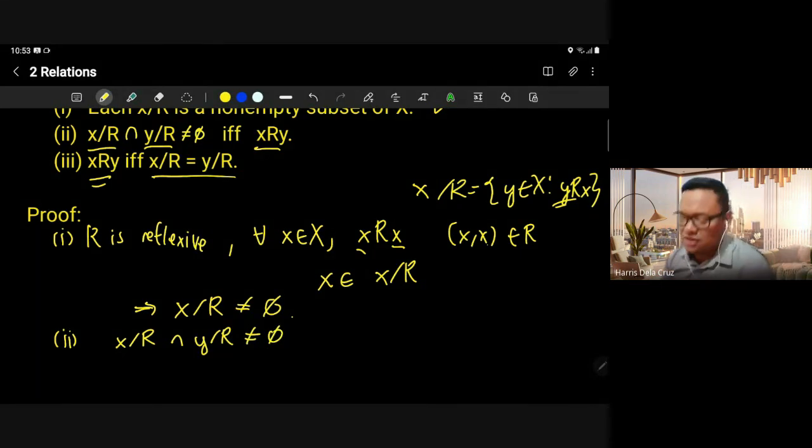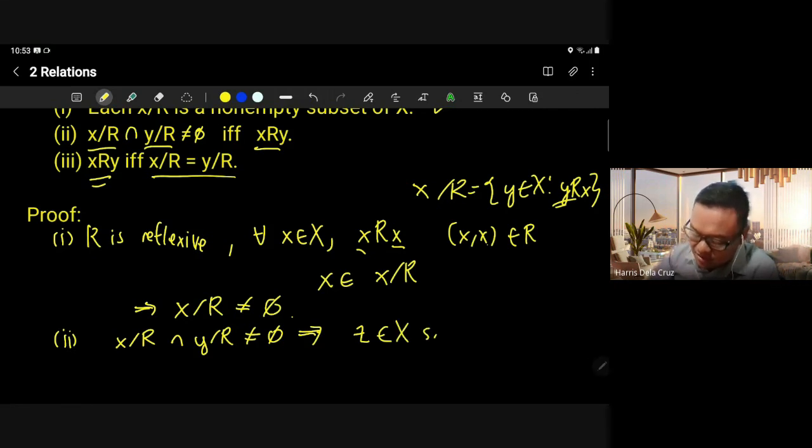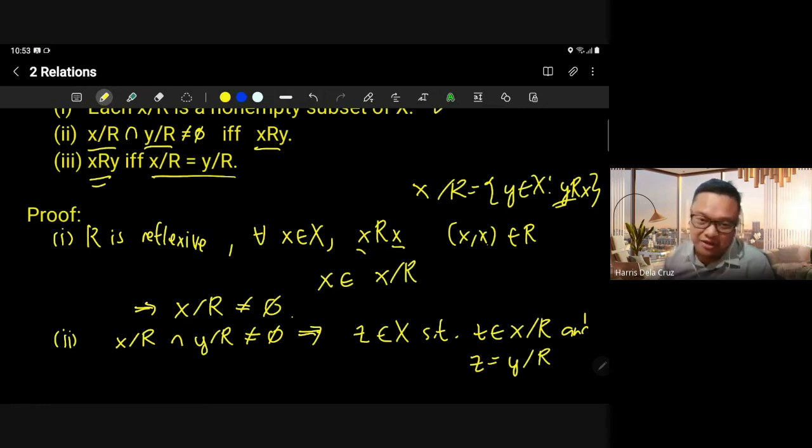Okay, so kung hindi siya empty, ang ibig sabihin nun, may common element. Tama? Sabihin natin si Z yung common element. So let Z be the element common to both X over R and Y over R. So Z is an element of X such that, ano ibig sabihin? So nandun siya sa X over R, and at the same time, nandun din siya sa Y over R. Kasi nasa intersection siya ng dalawa eh.